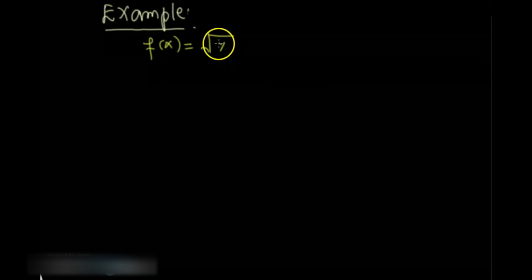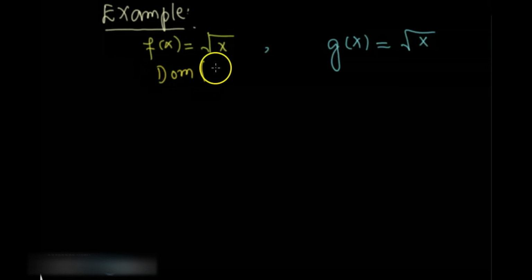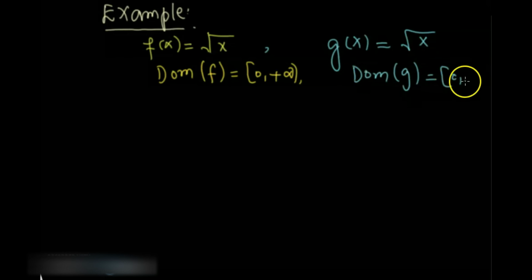Let's continue with another interesting example. Let me first define f of x. Let's say this is my f of x, which is square root x, and then we define g of x. Let's say my g of x is also square root x. Now you can easily see that the domain of f is the positive real numbers, 0 to plus infinity, and the domain of g is also the same, positive real numbers, 0 till plus infinity.